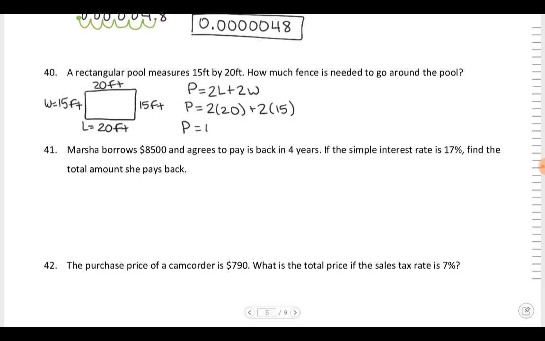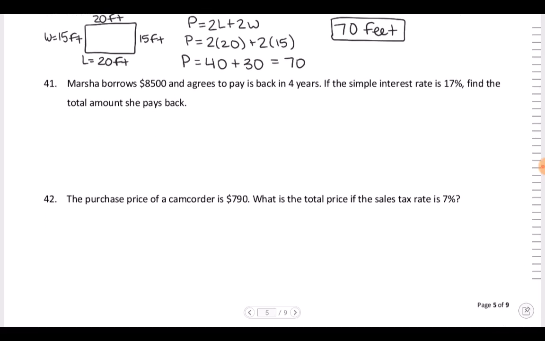And what do we have? We have 40 plus 30, which is 70. And my units are feet. 70 feet of fencing is what's needed to go around the pool. So 70 feet.